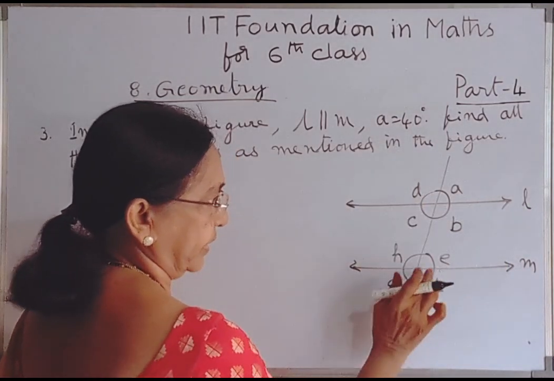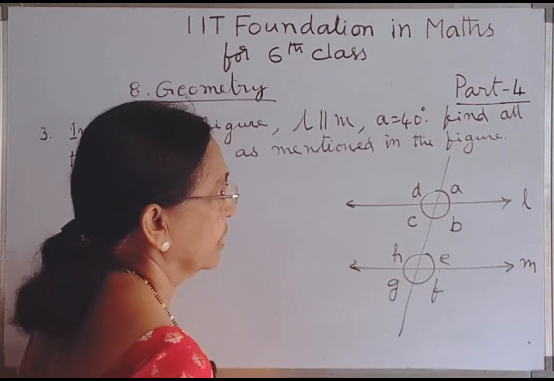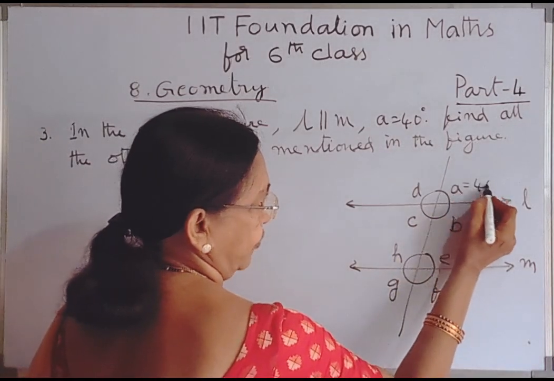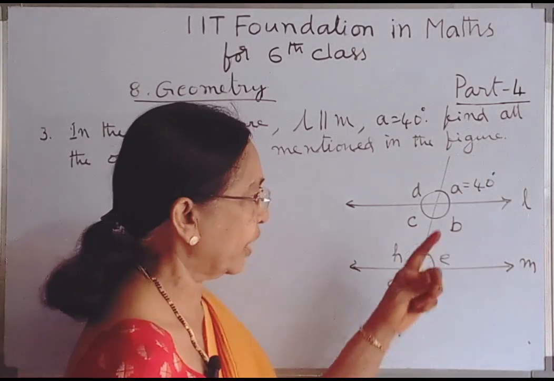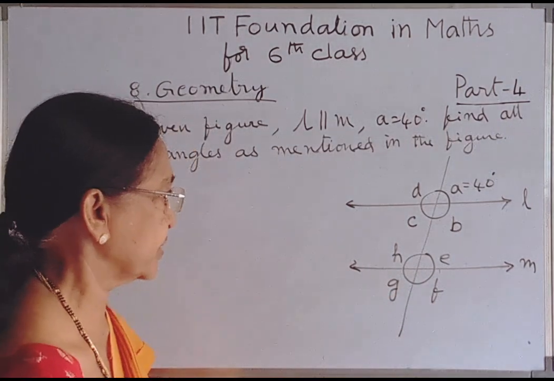These are the different angles A, B, C, D and E, F, G, H. So A is equal to 40 degrees. It is given as 40 degrees. So we have to find all the other angles: B, C, D, E, F, G and H.